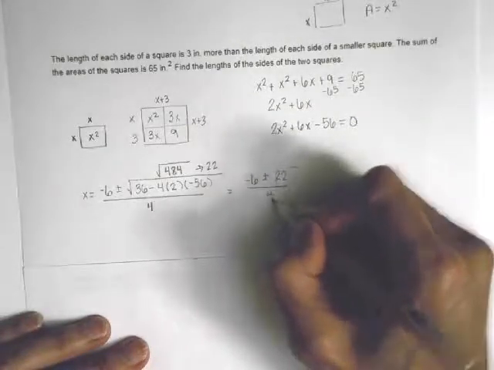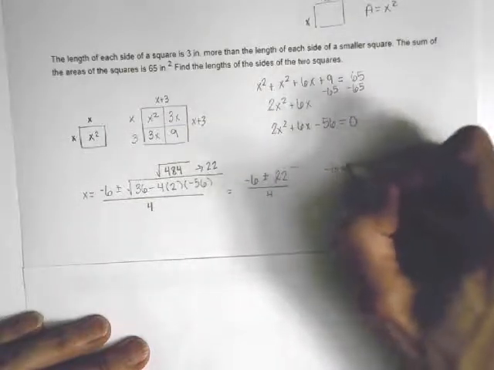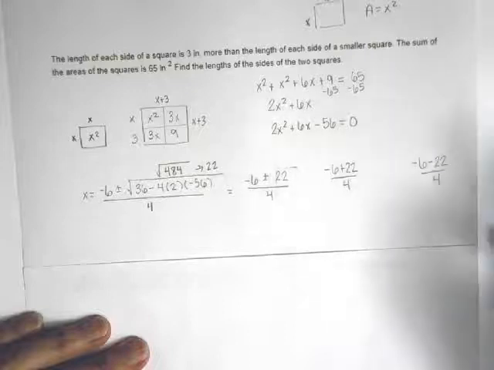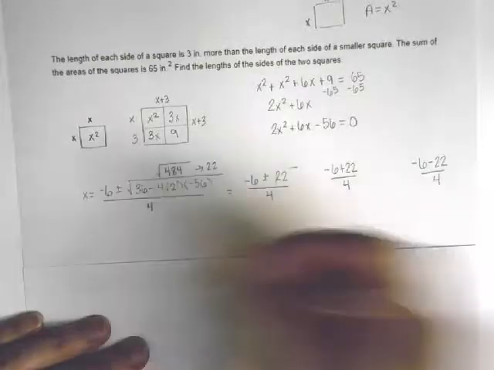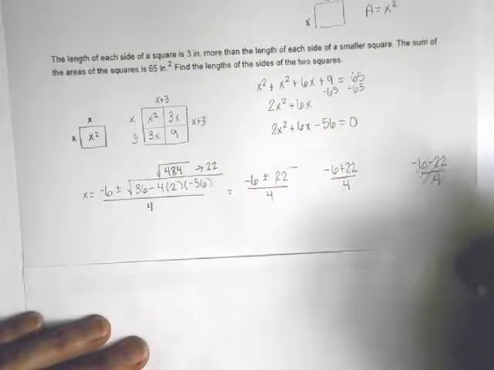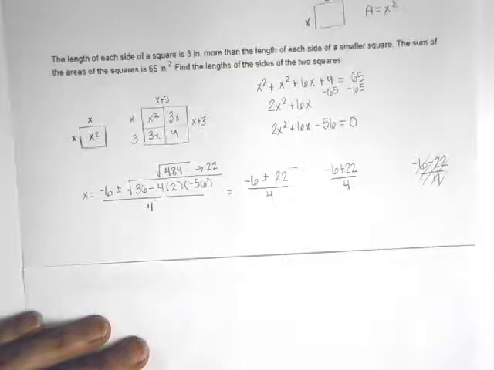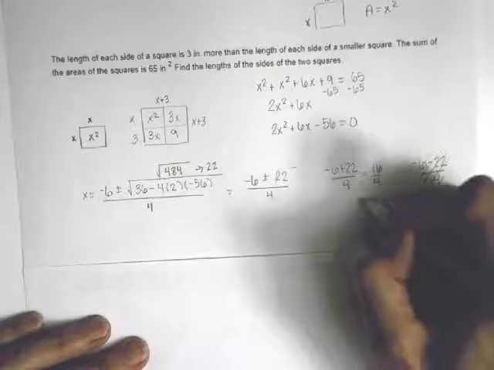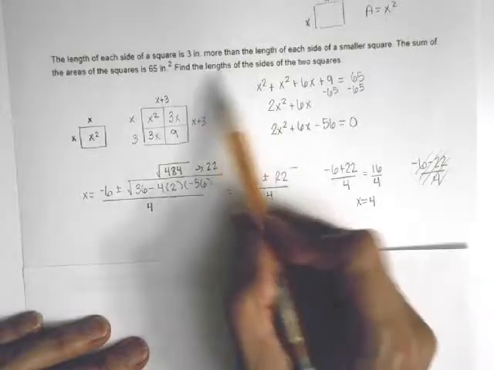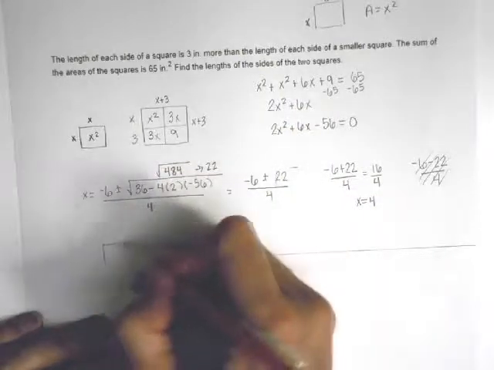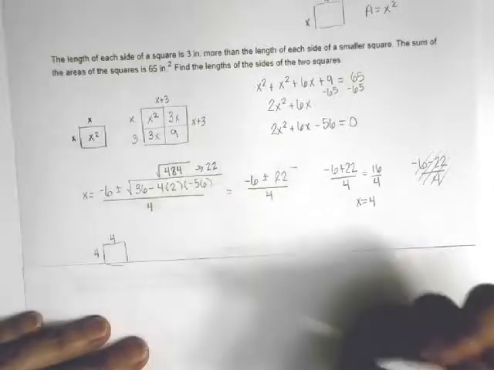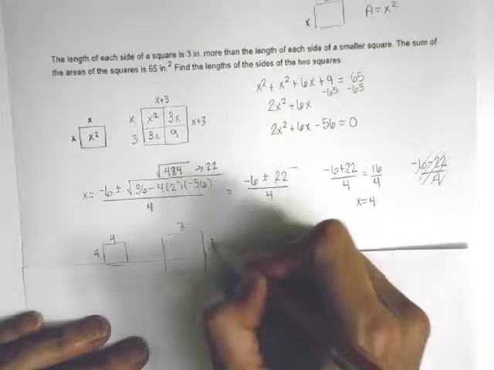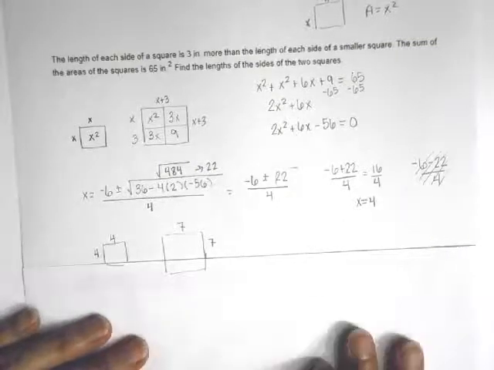All over 4. Like we've seen before, that gives us negative 6 plus 22 over 4, or negative 6 minus 22 over 4. In this case again, negative 6 minus 22 is going to give us a negative number. We know our square can't be negative, so this is not valid for this problem. And when I take negative 6 and add 22, I get 16 over 4, which means x is 4. The problem asks us to find the lengths of the two squares. So the smaller square is 4 by 4. And the larger square, remember, was this one plus 3, so the larger square is 7 by 7. And that is the solution to this geometric problem.